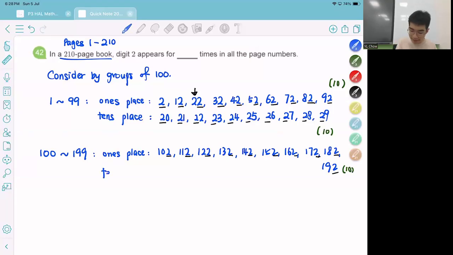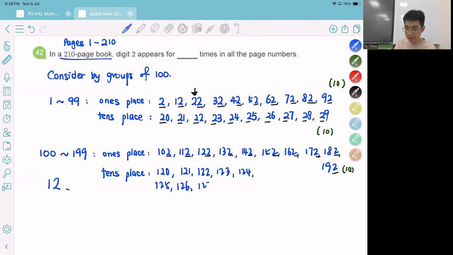How about the tens place? Now this time, when will 2 appear? It will be at 120-something, which starts from 120, 121, 122, 123, 124, 125, 126, 127, 128, 129. As I underline, you might have already noticed, it is another 10 times. So in the second case, 100 to 199, your 2 also appears 20 times.